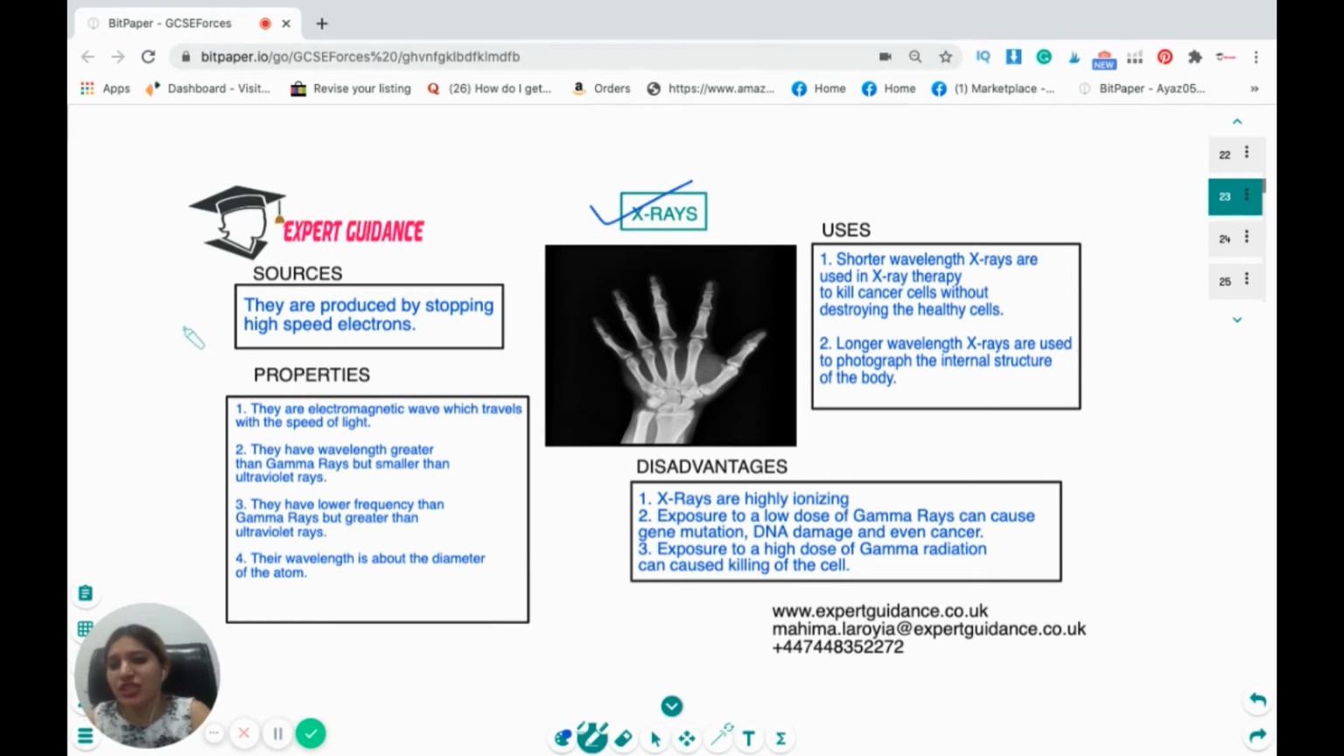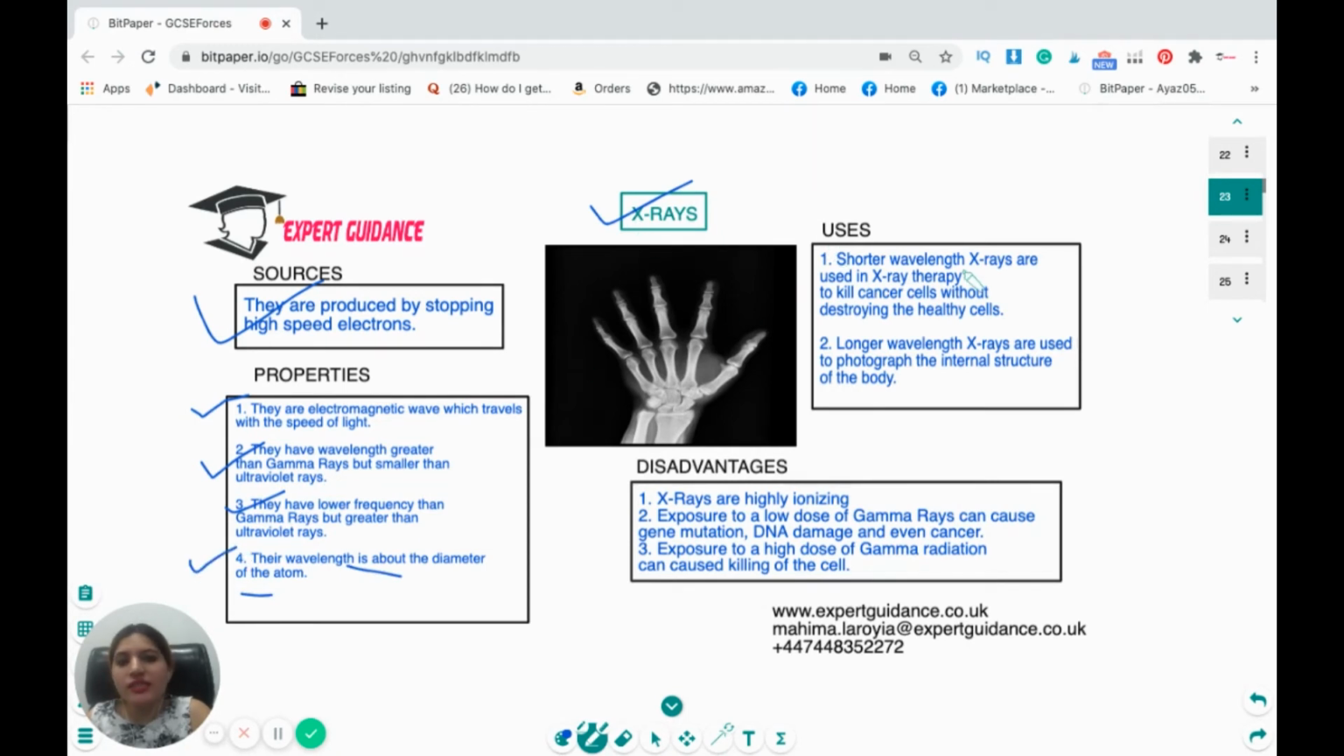They are produced by stopping high-speed electrons. They are electromagnetic waves which travel with the speed of light. They have wavelength greater than the gamma rays, but smaller than the ultraviolet rays. They have lower frequency than gamma rays, but greater than the ultraviolet rays. And the wavelength is about the diameter of the atom.